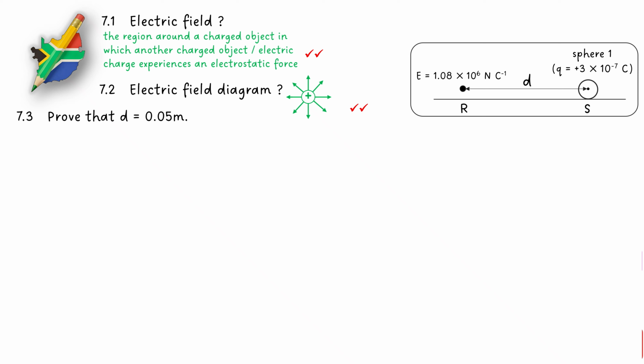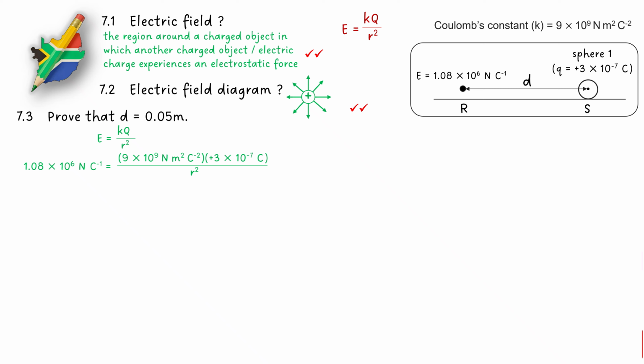Next, we must prove, using a calculation, that the distance between point R and S is 0.05 meters. We can use the electric field equation for a point charge, which is electric field is equal to Coulomb's constant times the charge in coulombs divided by the square of the distance from the charge. We are given the value for E, so we can substitute this. We are given the value of Q, and we can get Coulomb's constant from the data sheet. It is 9.0 times 10 to the 9 newton meters squared per coulomb squared. Solving for R, we get 0.05 meters.